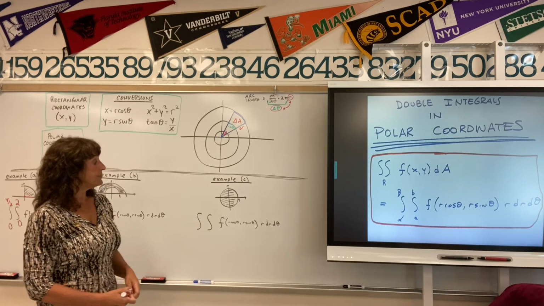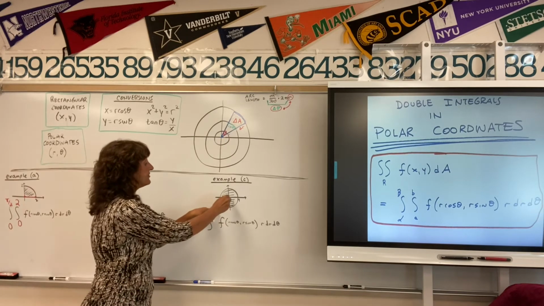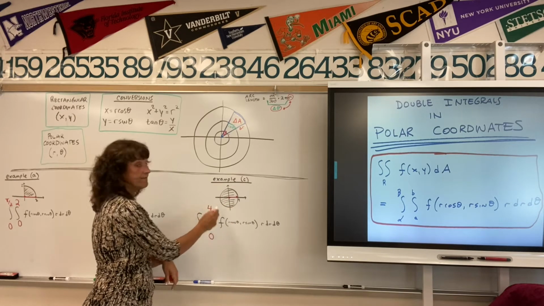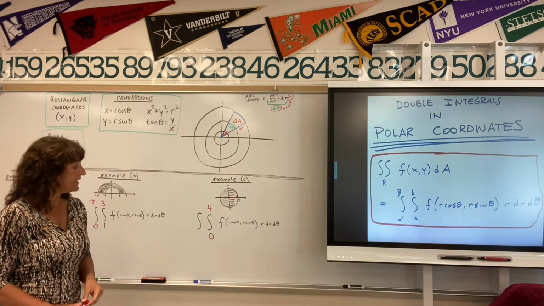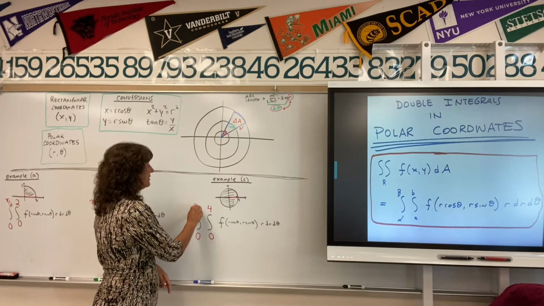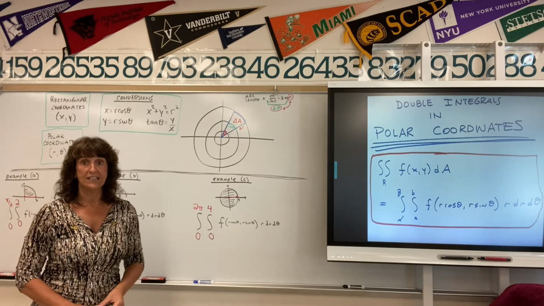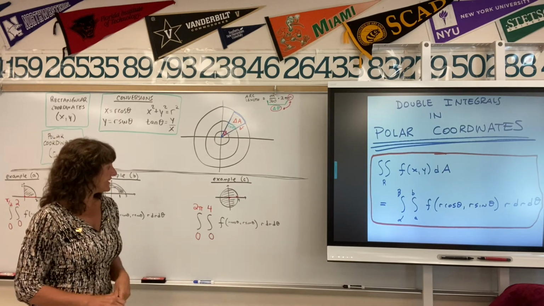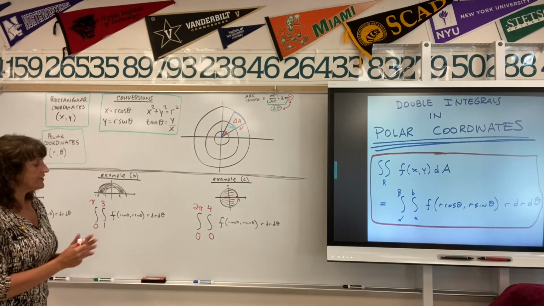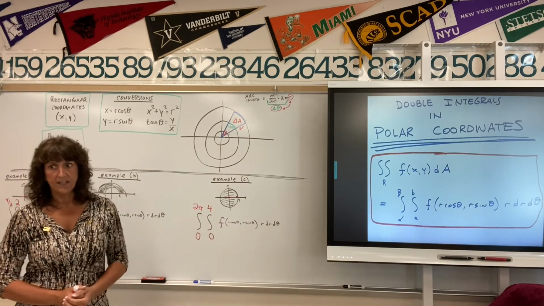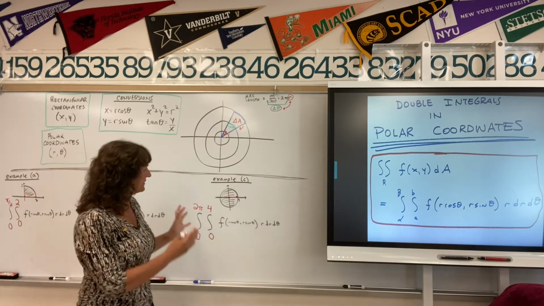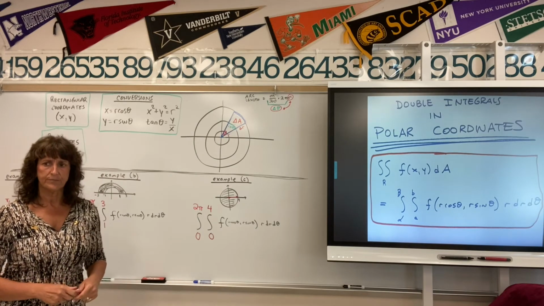And then one last example here. It looks like the radius of this circle goes out to 4, so your inside bounds are going to be 0 to 4. And then your outside bound is going to run from 0 to 2 pi because the entire disk is shaded there. So here is how you would set up the bounds, the integrand, and the dA at the end. These are a few examples of how you would set up the bounds.